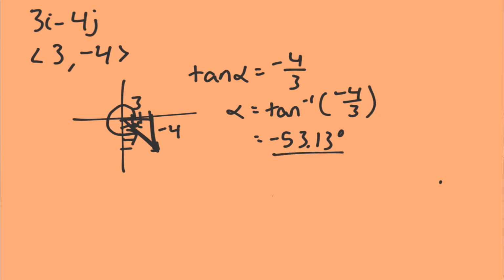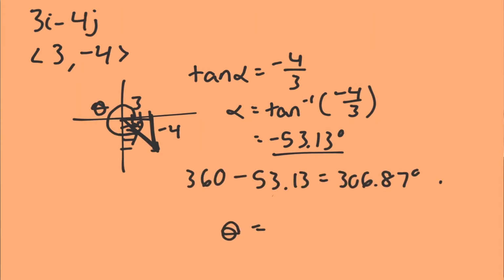But we can use this angle that we found. Don't worry so much about the negative, that's just telling us the direction that the angle was going. That angle takes up 53 degrees of a circle, so let's subtract that angle from 360. So theta, or the direction angle, is going to be 306.87 degrees.